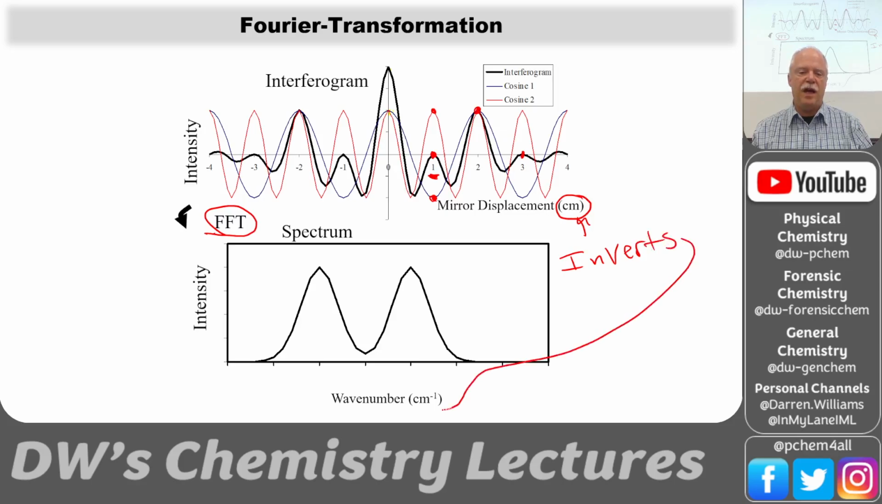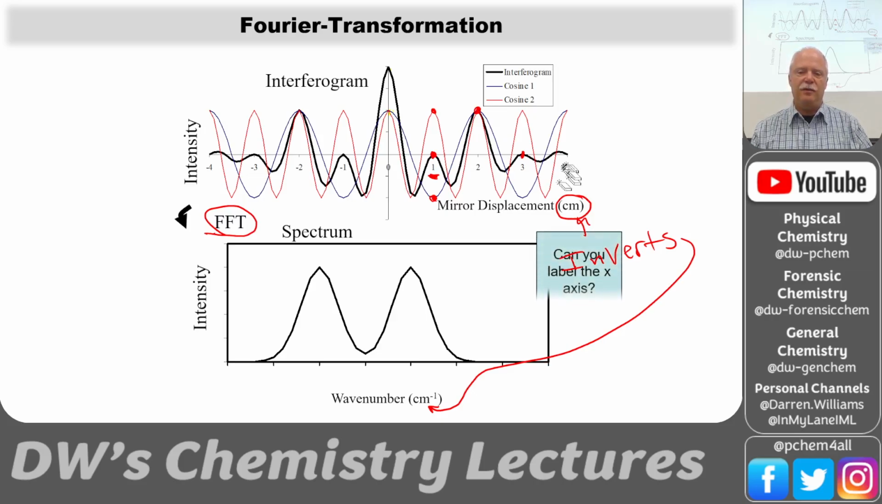So you see this now, the x-axis or horizontal axis is inverted wave numbers. So if you're collecting your interferogram by distance in centimeters and you do a fast Fourier transform on it, you get out wave numbers. Okay. Now wave numbers are number of waves per centimeter.